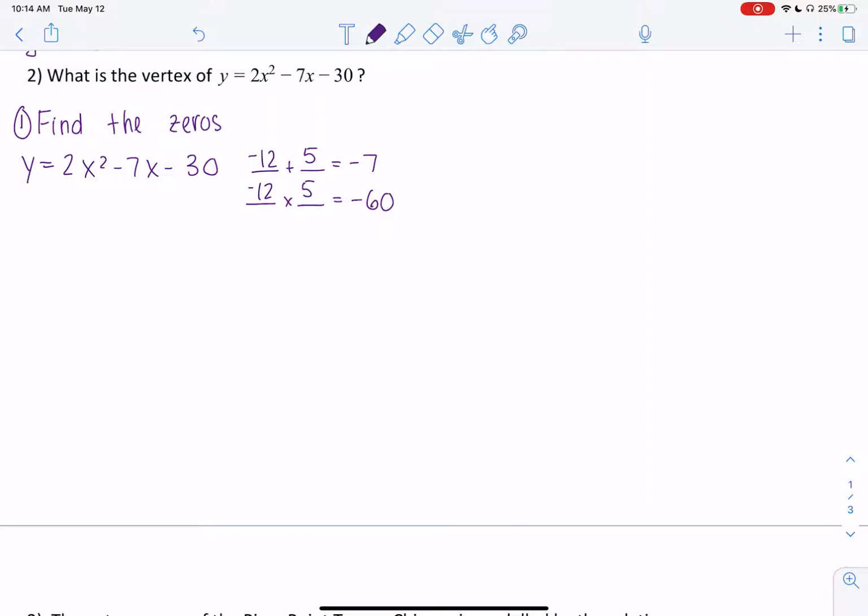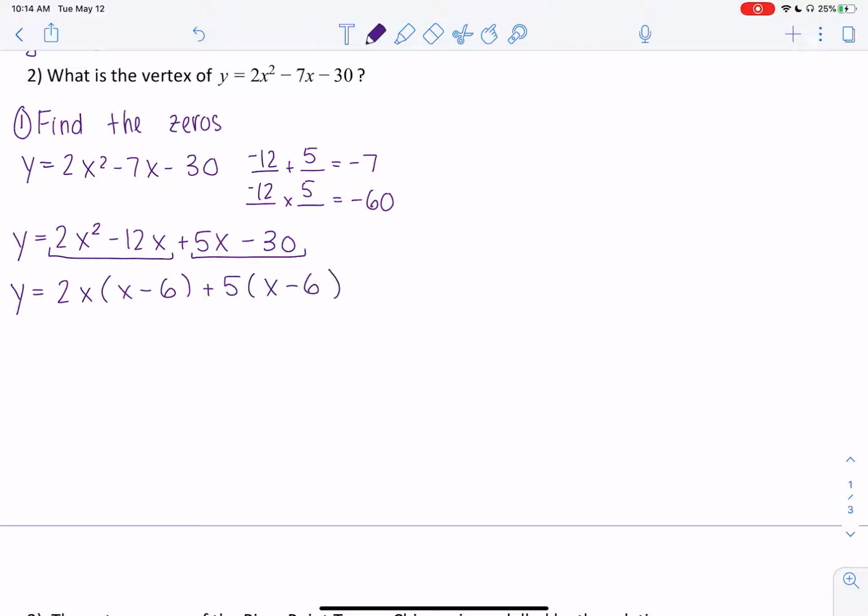Now we'll go through and we'll do the whole decomposition step. So instead of writing that -7, we're going to use -12x and positive 5x. Now we break that down into our two groups and we common factor out as much as possible. And because my brackets match, that's a really, really good sign. So now we have it factored.